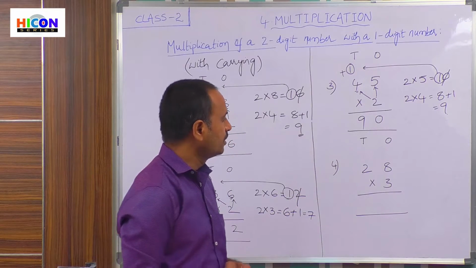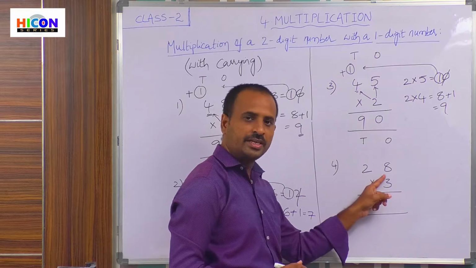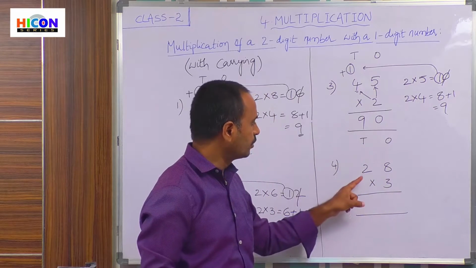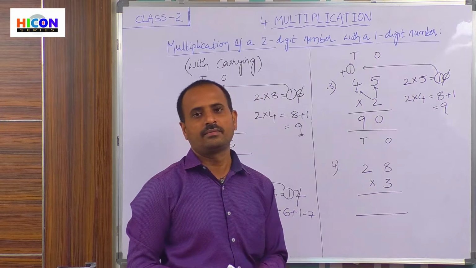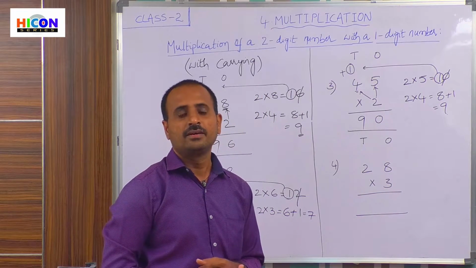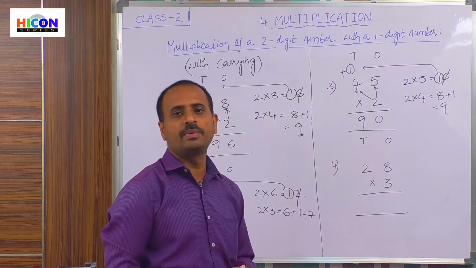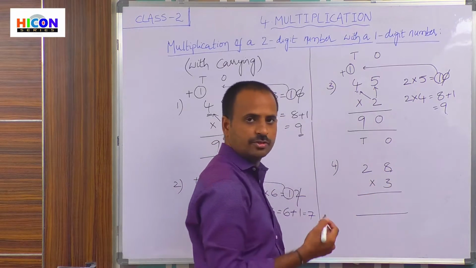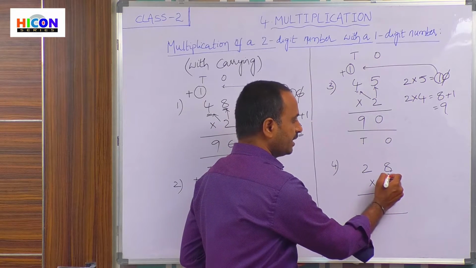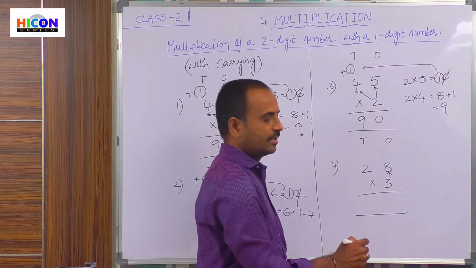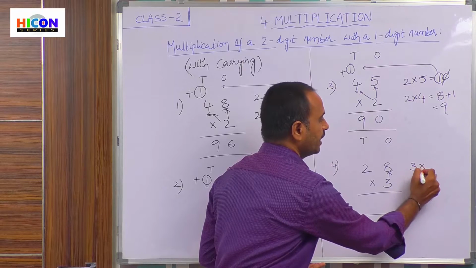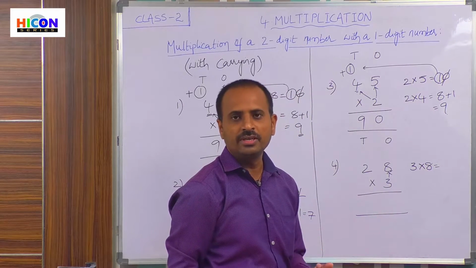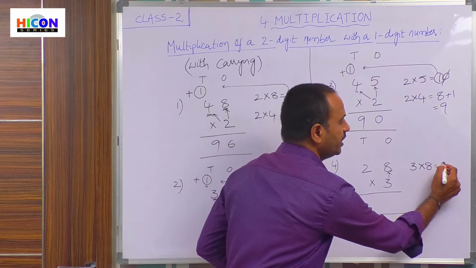So here also the 2-digit number is 28 and 1-digit number is 3. We have to multiply 28 with 3. So again same process. Start multiplication from ones place. Which digit is present in ones place? 8 is present in ones place. So multiply 8 with 3. That is 3 into 8. Children, 3 8 are how much? 3 8 are 24.